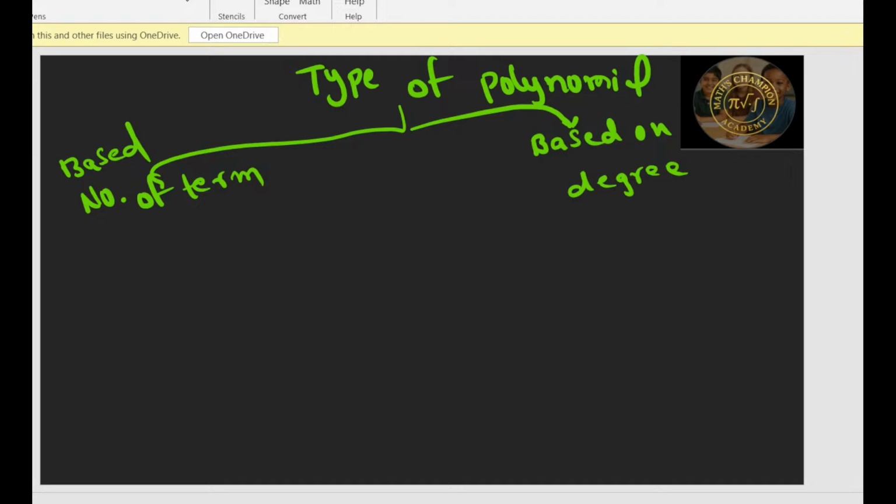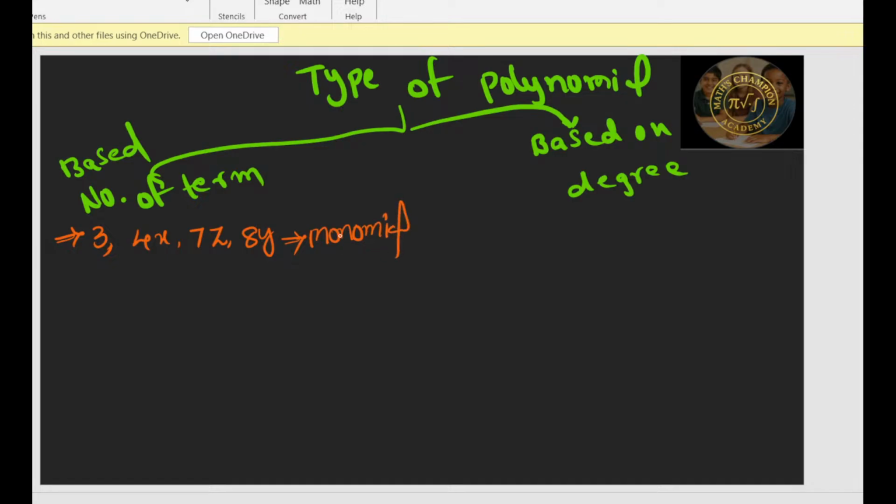So if only one term is there, for example 3, 4x, 7z, 8y, these are separate terms. 3 is a separate term, 4x is a separate term, 7z is a separate term, 8y is also a separate term. So if only one term is there, that we call a monomial.